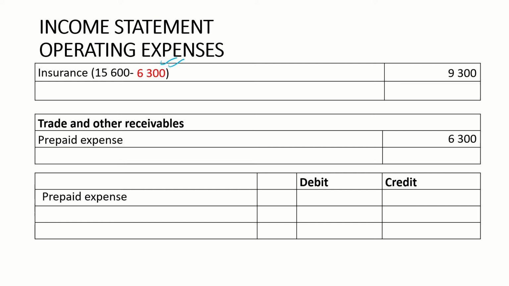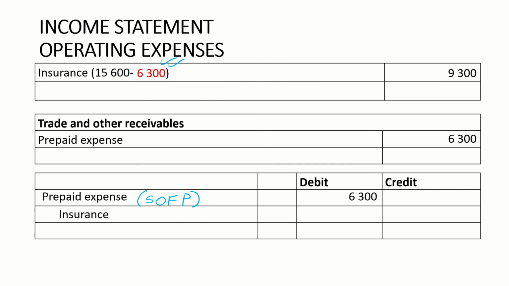Prepaid expense is an asset, so when we do our general journal, we will debit prepaid expense. This goes to the statement of financial position. It is an asset. Our asset is increasing. We have paid for a period over which we are not covered. We have paid for next year and we are not yet covered for next year.